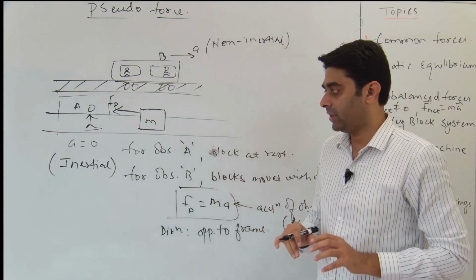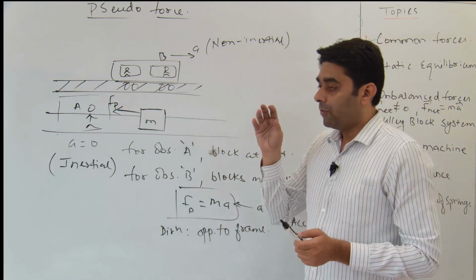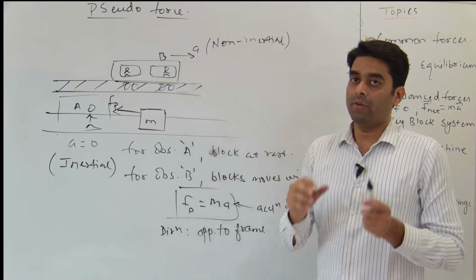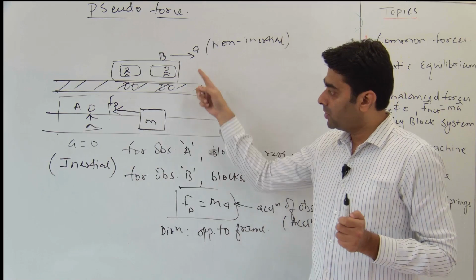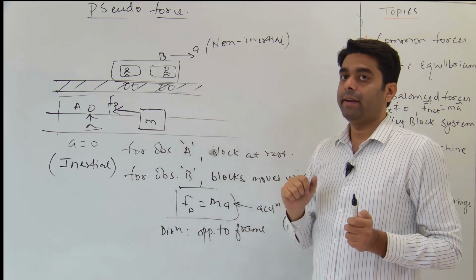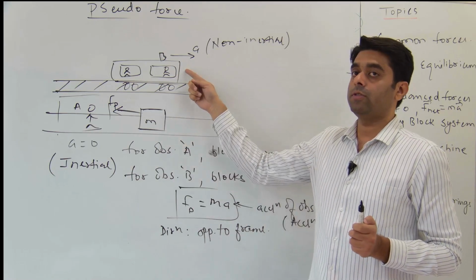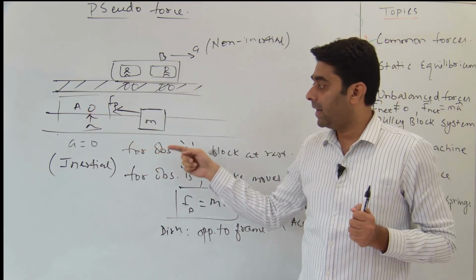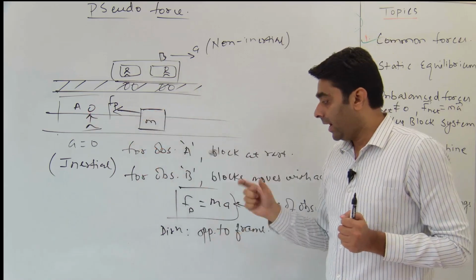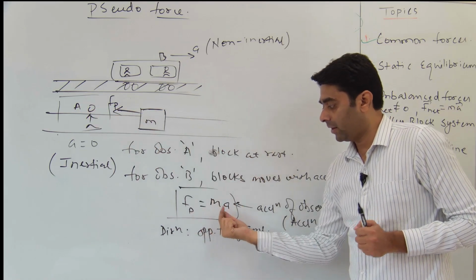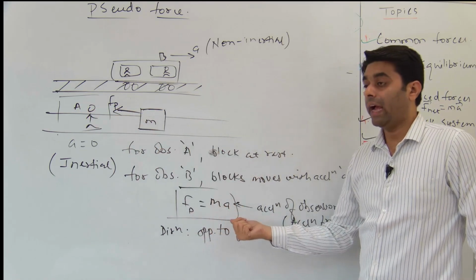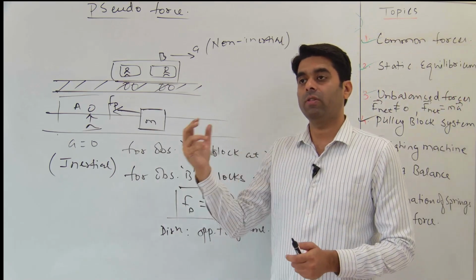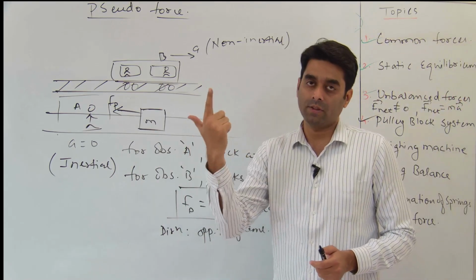I hope this point is clear. Again, I will summarize it. Whenever an observer is looking at an object from an accelerated frame, with respect to this observer, a pseudo force, a fake force, is applied in the backward direction, and the magnitude of that pseudo force is the mass of the object times the acceleration of the observer. Simple story. In many questions, this pseudo force helps us in dealing with the situation easily.